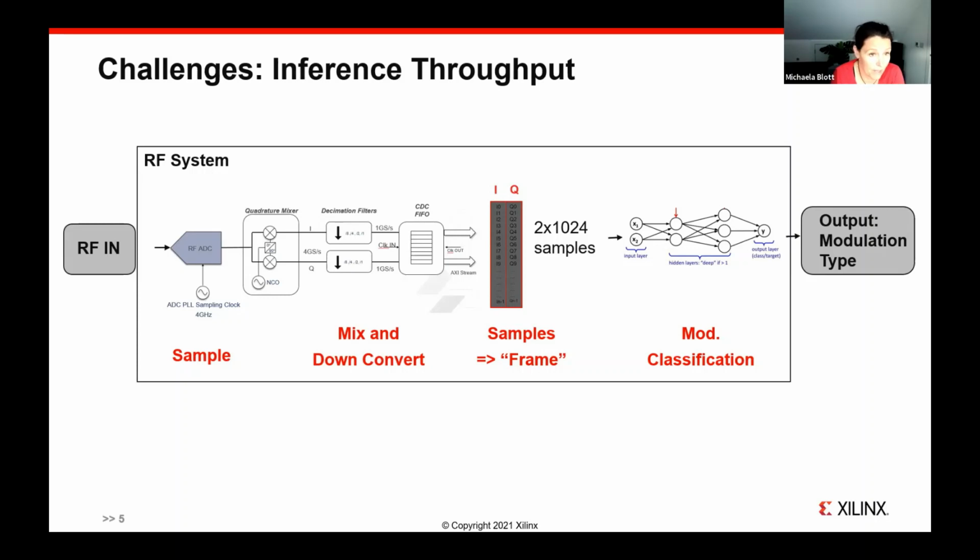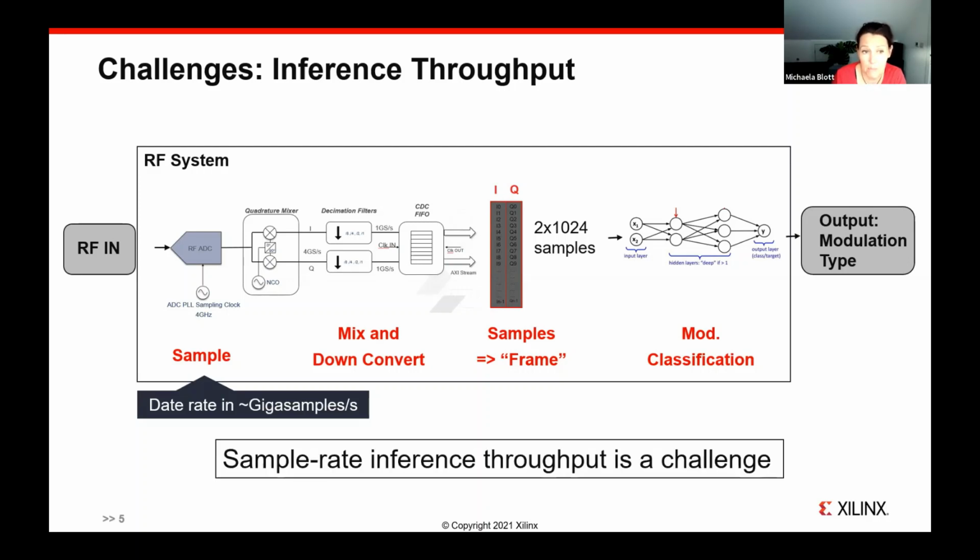So we have our RF signal coming in on the left-hand side of the slide, which will first be sampled and converted into a digital domain, and then go through quadrature mixing and decimation to obtain a stream of samples. This stream of samples will have a high data rate, possibly in the order of gigasamples per second. And these will feed eventually into our neural network for classification. And that's exactly where the challenge comes from.